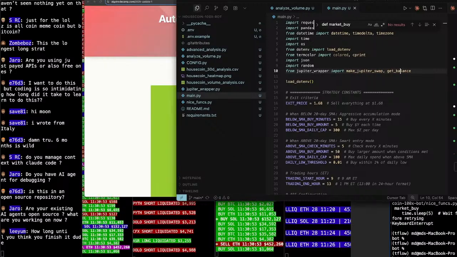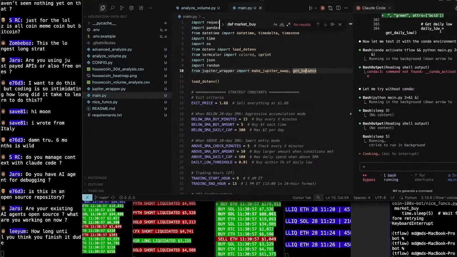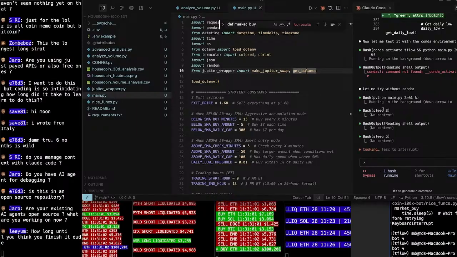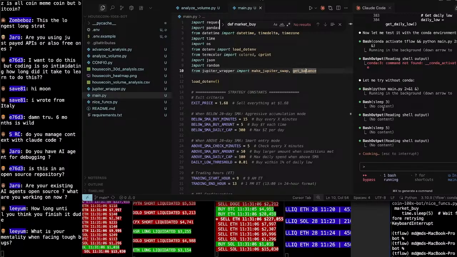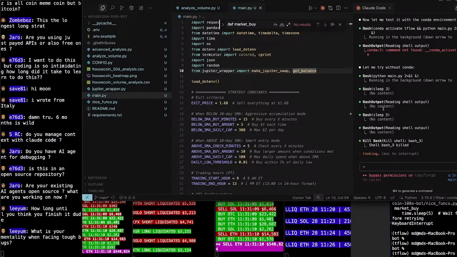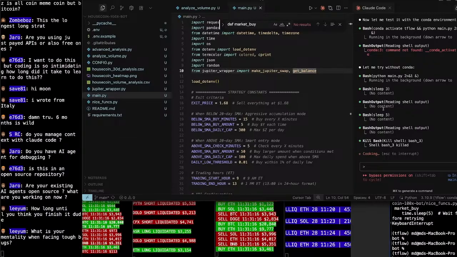Sell everything at 168. Or hold it to 0. Nah, I probably won't hold it to 0, but that's my target. 100x. This is the 100x bot, bro. The 100x.